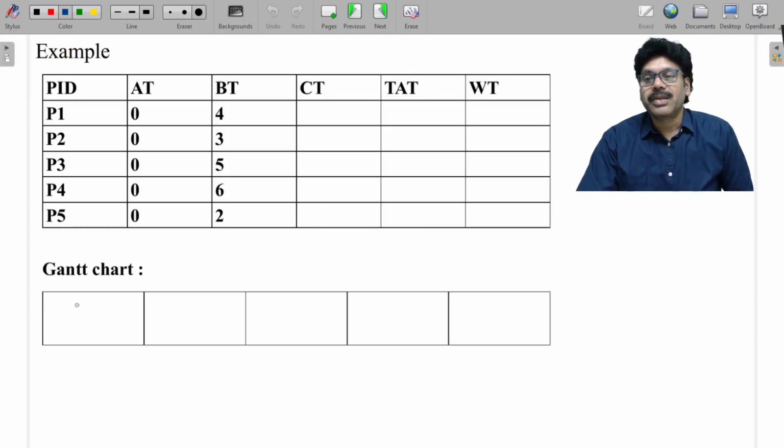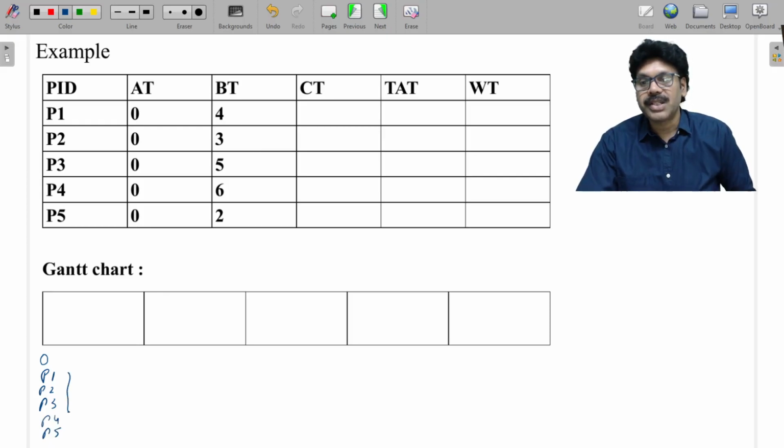In this case, at arrival time 0, all the processes have entered the ready queue, named P1, P2, P3, P4 and P5. Now we want to choose the longest job first. Among these 5, which has the longest burst time? P4. So P4 is executed, and after 6 units of CPU time, it gets completed.